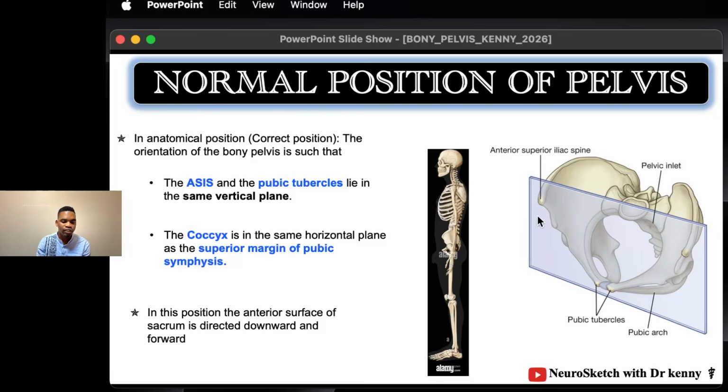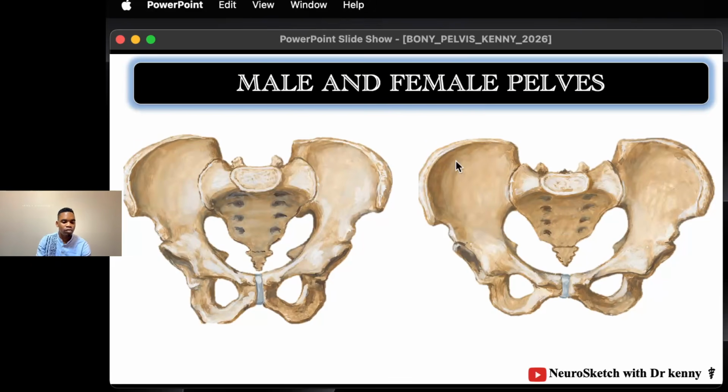In the normal position of the pelvis, where someone is standing in anatomical position, which means the correct position, the pelvis is oriented in such a way that the anterior superior iliac spine and the pubic tubercles usually lie within the same vertical plane, and then the tip of the coccyx lies within the same horizontal plane as the superior margin of the pubic tubercle. What about the sacrum? The anterior surface of the sacrum is directed downward and forward. This is how the pelvis sits. That's the normal position of the pelvis.